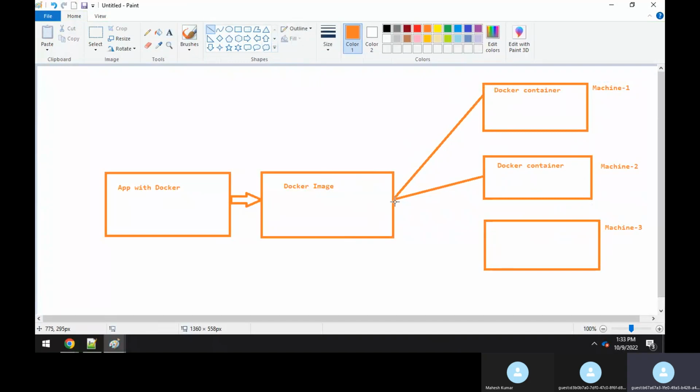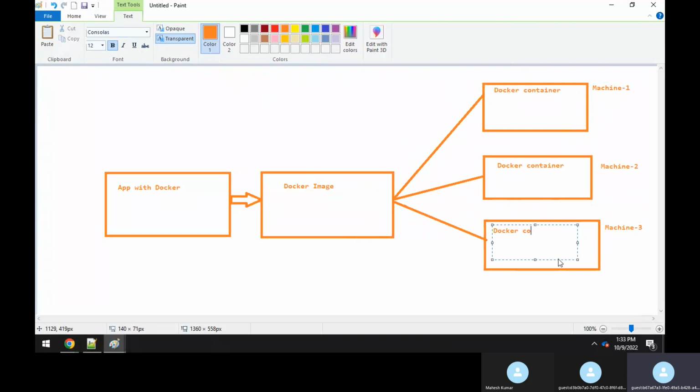That's what I'm saying: you can share this Docker image to multiple machines. This machine might be Linux, this might be Windows, this might be Mac. It could be any operating system, but you can comfortably run the container, or run that application with the help of a Docker container.